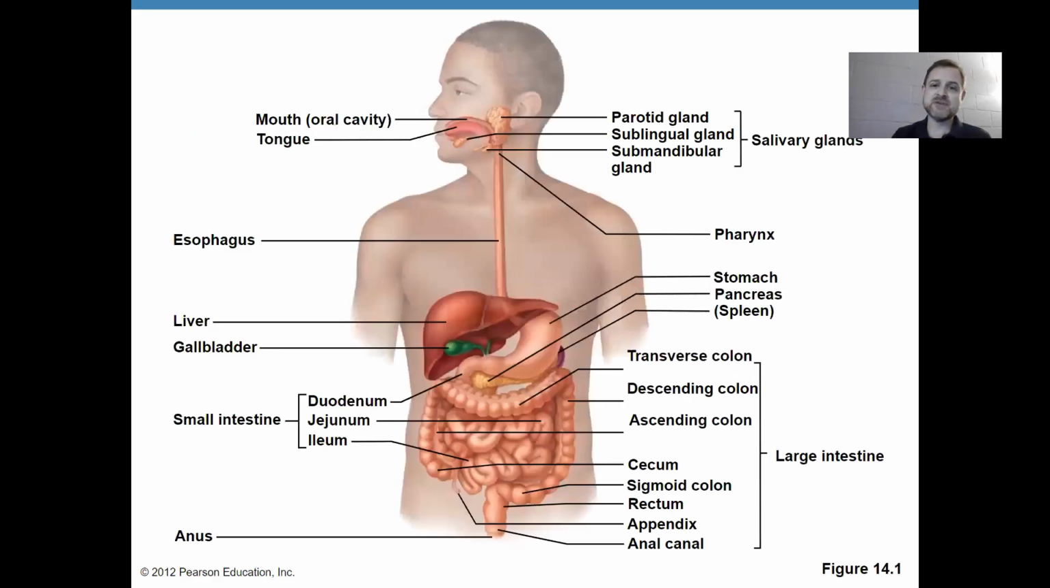For example, this diagram shows the gross anatomy of your digestive system. This is a later chapter in the book. We'll learn all these parts later. Things that are easily recognizable and easily observable.